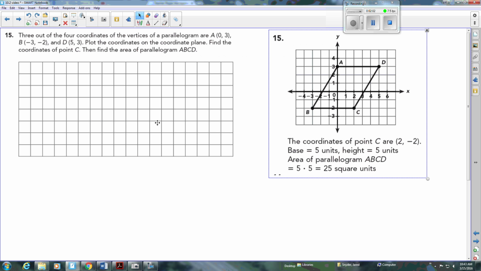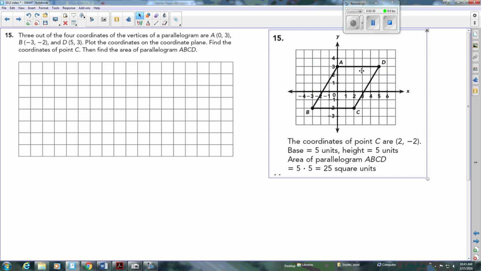This one, you're going to have to plot them out. It says 3 out of 4 quadrants. Coordinates of the vertices of the parallelogram are 0, 3, -3, -2, 5, 3. Plot the coordinates, and then find the coordinates of C. So after you plotted out A, B, and C, the most logical one is going to be C right here. And then you also know that it's a parallelogram, so AD, BC have to be equal.